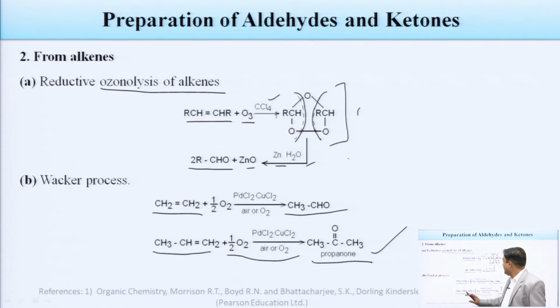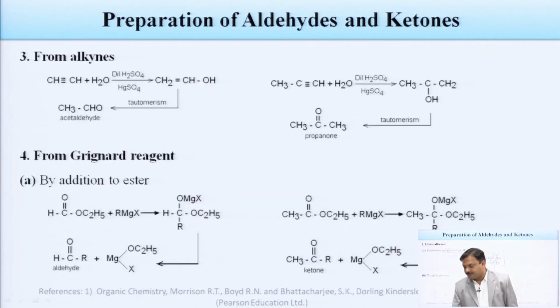So, just remember, when we are using a simple alkene, a symmetrical alkene, we are getting aldehyde; when we are using an asymmetric alkene we will get propanone. So, this is a very important process.